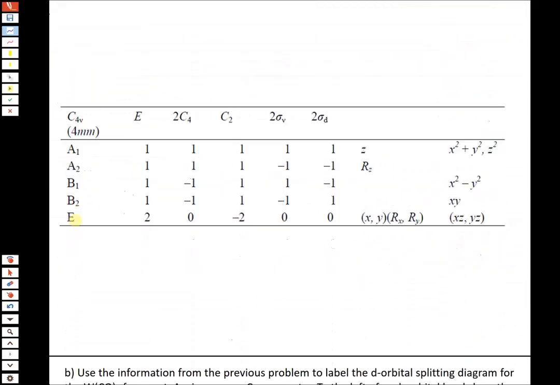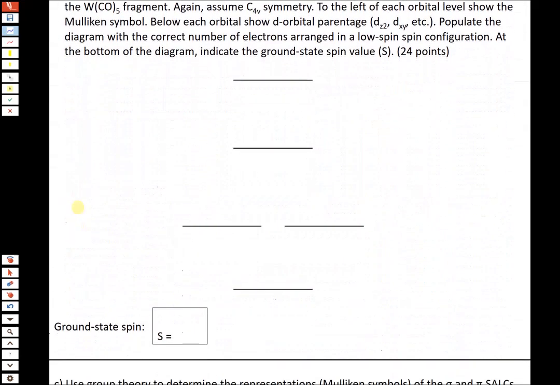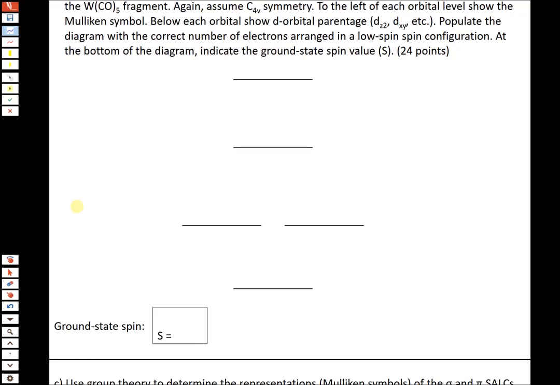So with that, we're going to be able to then do a d orbital splitting diagram. What we asked you for here was to label the Mulliken symbols and the orbital parentages, and also to populate with the correct number of electrons.